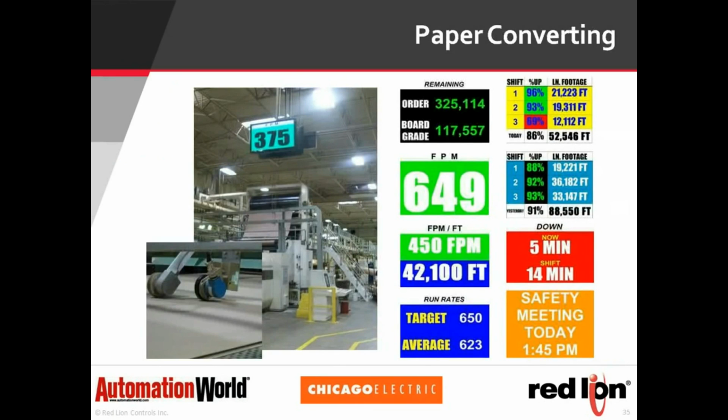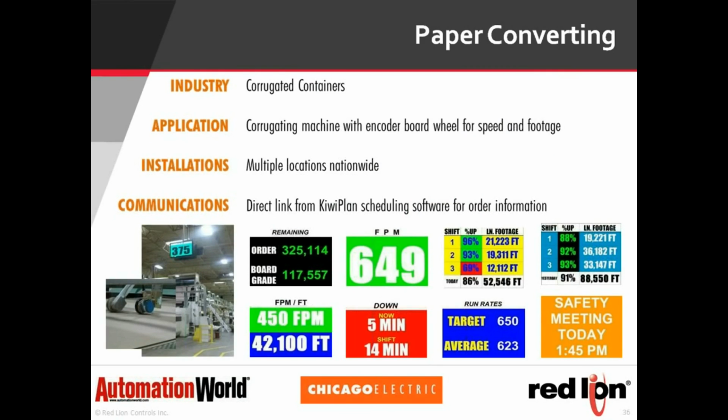Our second example is on a fairly large paper converting machine. This machine's about 300 feet long. We were replacing an older style LED display, and the key difference is that in the original display, all we were able to do was show feet per minute. With the new Pro Display, we were able to show a target rate and then relay to the plant floor how they were doing against that target.